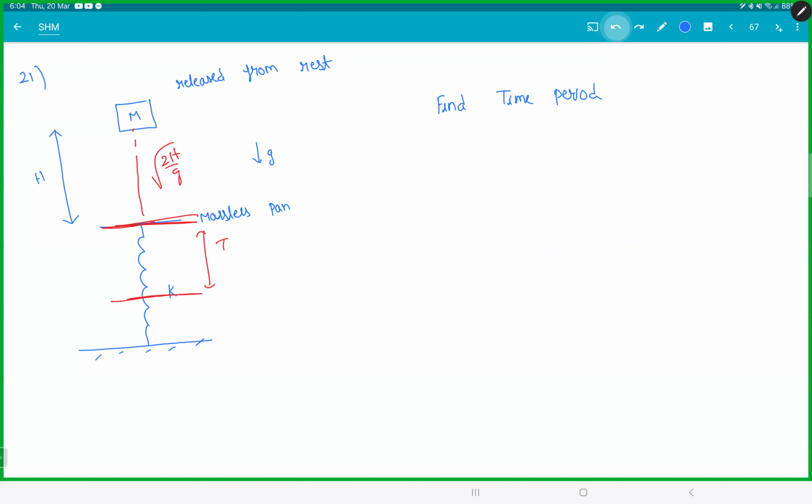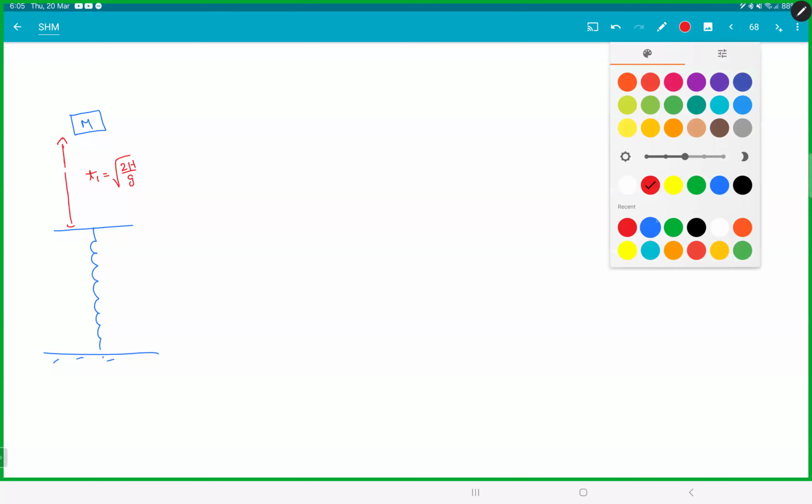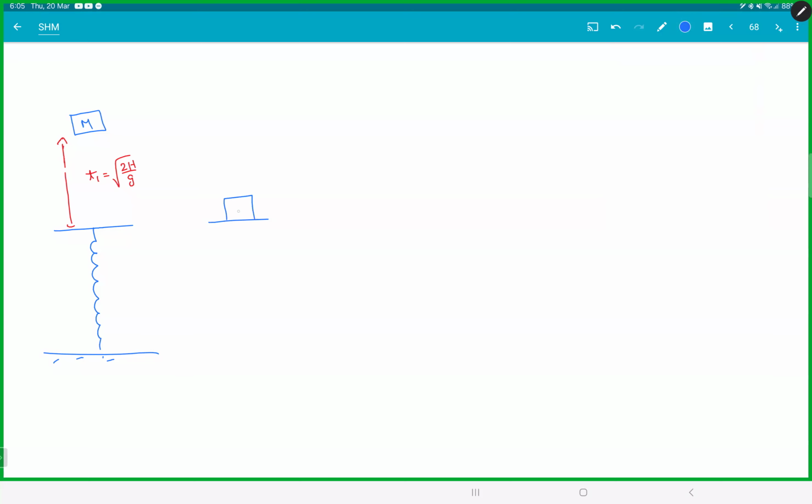That's what I said, this thing gives you an illusion, but there is a trap there. So you have to draw the diagram carefully. Look at the diagram. This is M. This was your pan. So this will fall from here to here. Let this be T1, which is root over 2h by g. This is from kinematics. Then the block will hit here, M. Remember, this thing is still natural length.